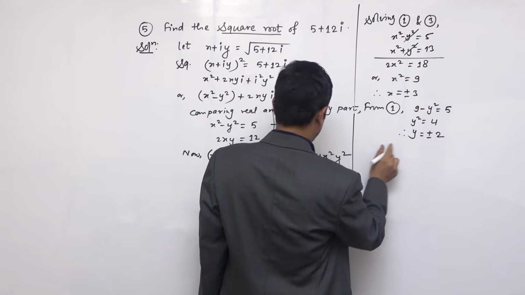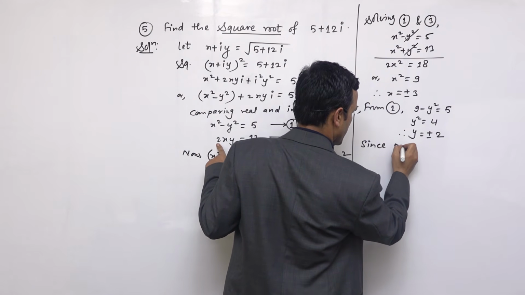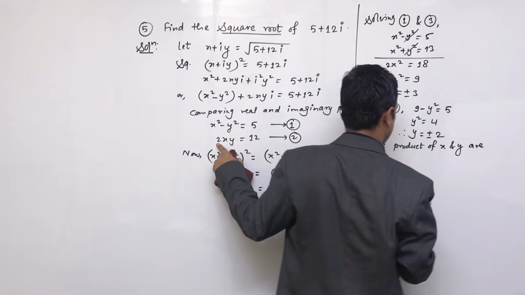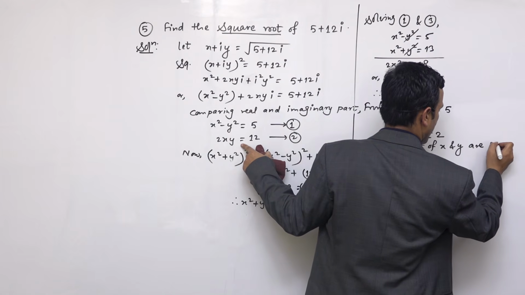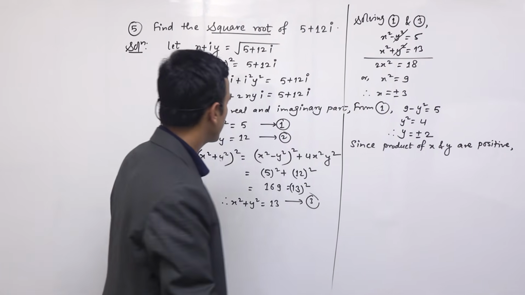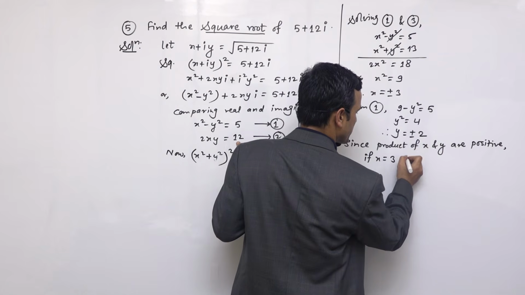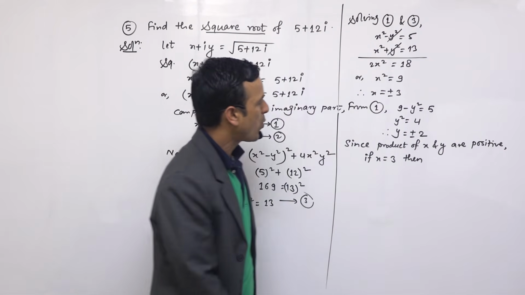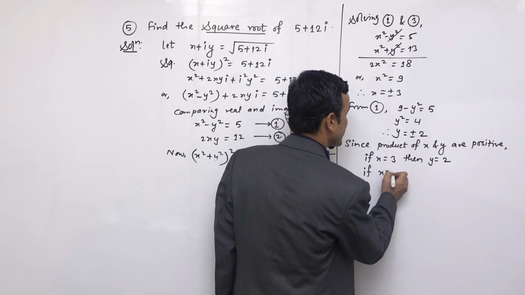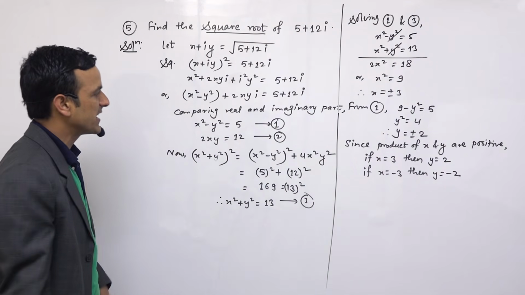So here from 2, since the product of x and y are positive, the product of x and y are positive. So if x is taken as positive, then y is also should be taken positive. If x is taken negative, then y is also should be taken as negative.